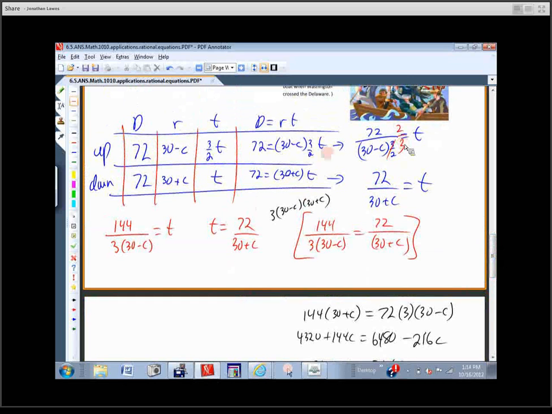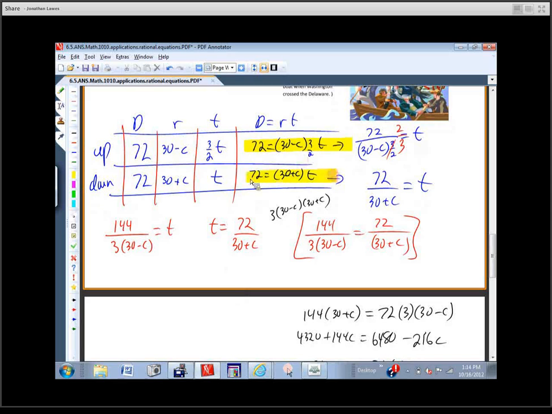If we just looked right here, looked at the two of these equations, this says 72 equals this stuff and 72 equals this stuff. So if they're both equal to 72, couldn't we set them equal to each other? Yeah. Watch what happens if we set them equal to each other. I get 30 minus c times 3t equals 30 plus c times t. And if I distribute through, I get 90t minus 3ct equals 30t plus ct. Is that right?